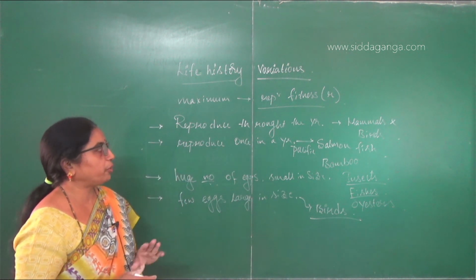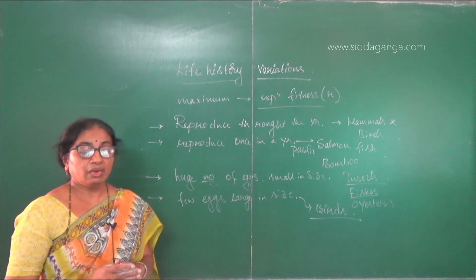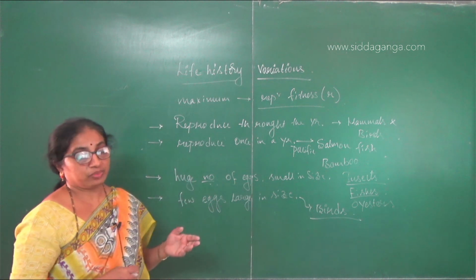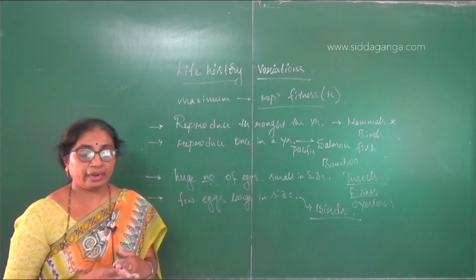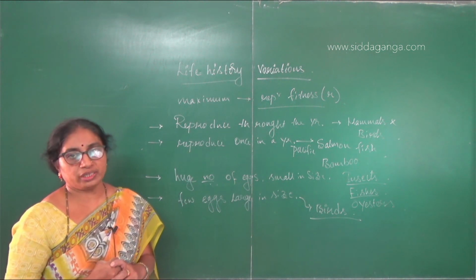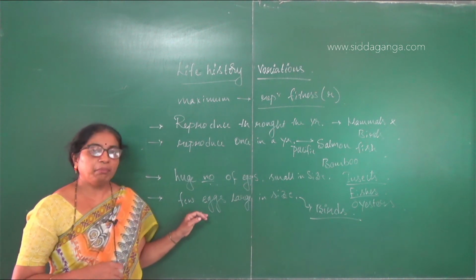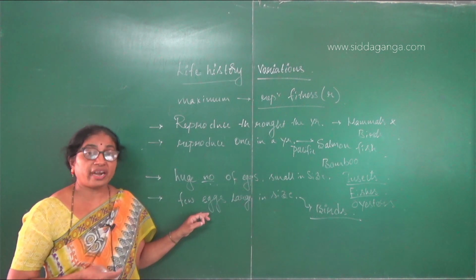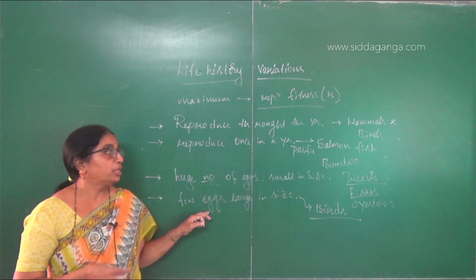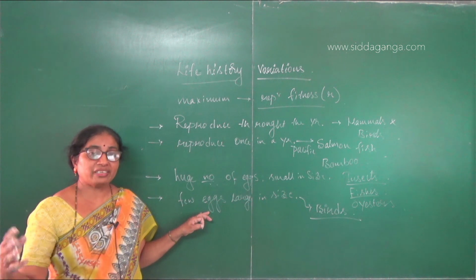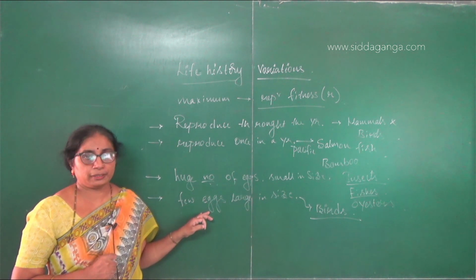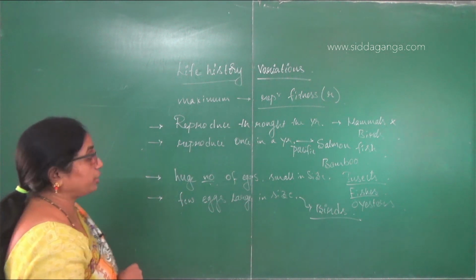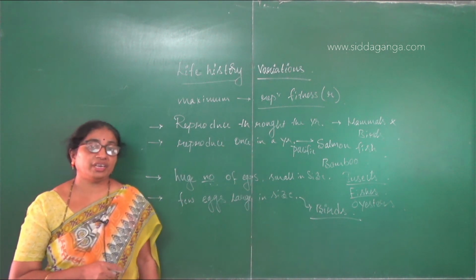Some of them reproduce throughout the year, but some reproduce once in a year. Some populations lay a huge number of eggs which are small in size, and some lay bigger eggs but few in number. All these are different strategies of the various populations to attain maximum reproductive fitness. This is what is called life history variations.